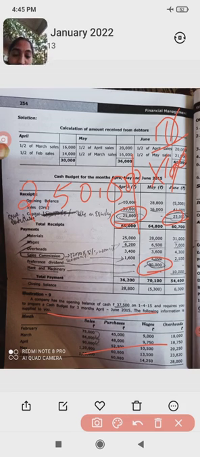So this is our problem. I hope you understood and it's clear too. Okay, this is the problem, and you can also see the calculation part, like the sales part.